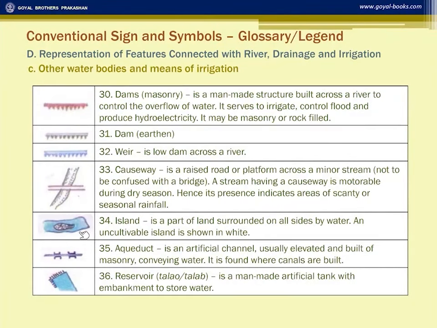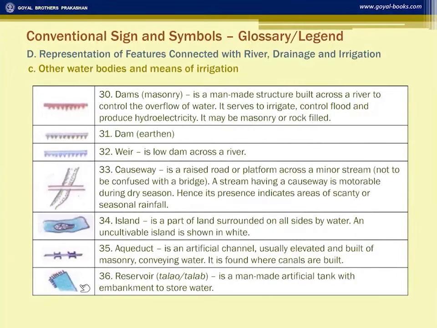Then you have the island you see in the river, the main river. You will see sometimes white patches that show the island. Island is a part of land surrounded on all sides by water. Uncultivable island is shown always in white, and when you are asked what is the white patch in the river, one can just say it is an island.